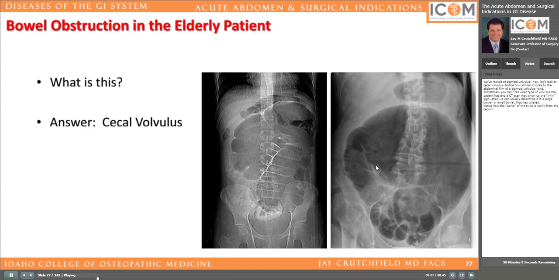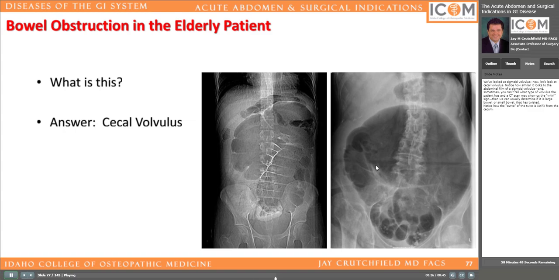Notice how similar it looks in the abdominal film to that of the sigmoid volvulus. And sometimes, truthfully, you can't tell what type of volvulus the patient has, and a CT scan may show us, again, the whorl sign. Then we can usually determine if it's large bowel or small bowel mesentery that's twisted.